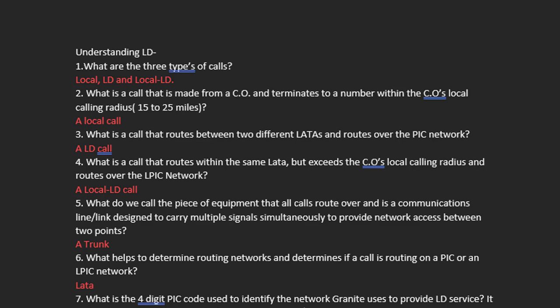Question number 2: what is a call that is made from a central office and terminates to a number within the central office's local calling radius? It's about 15 to 25 miles. The answer is a local call. So a local call is a call that is made from the central office, and it will route through trunks, and it will terminate to a different number within the local calling radius of that central office, so about 15 to 25 miles.